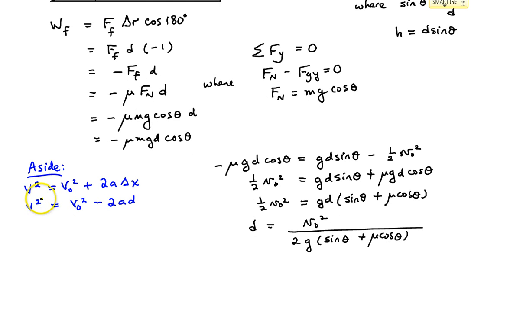We know that the final speed is 0. So we have v0 squared equals 2ad. Then, to solve for d, we have the initial speed squared divided by 2 times the acceleration. Well, how are you going to figure out the acceleration? That's where you go back to your dynamics.